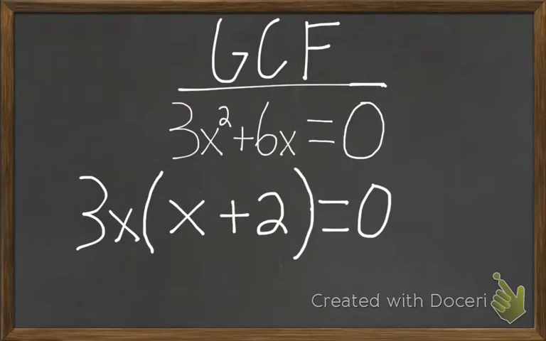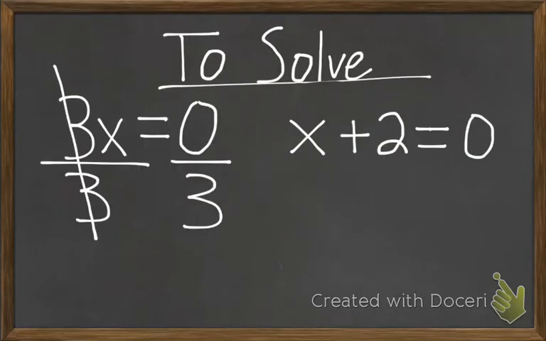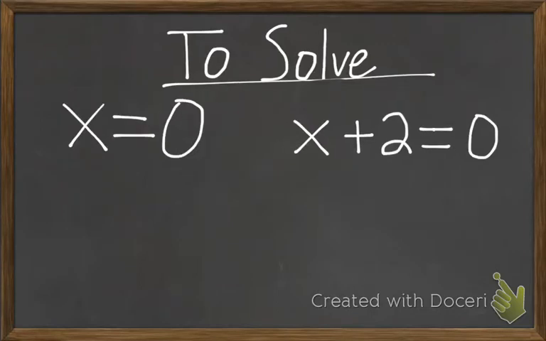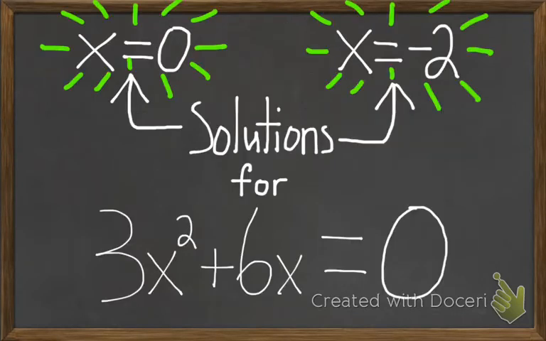Now that we have the equation factored, we can solve the equation. To do so, take each term with an x present and set that term equal to 0. Next, simply solve for x in each respective equation. For 3x equals 0, divide each side by 3 and you are left with x equals 0. For x plus 2 equals 0, subtract 2 from each side and you are left with x equals negative 2. Therefore, the solutions for 3x squared plus 6x equals 0 are x equals 0 and x equals negative 2.